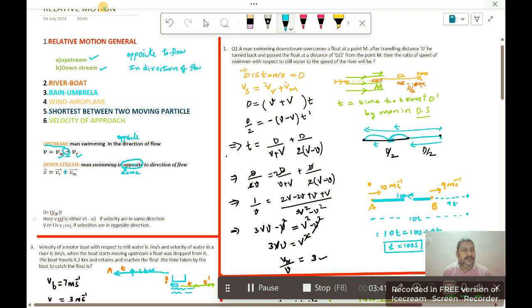Now, the next is the general equation for relative velocity. For example, VAB means A is observing particle or person B, then VAB can be written as VA bar minus VB bar. This is the approach of finding the relative velocity.